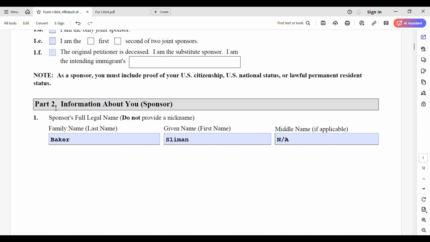Part 2, information about you, the sponsor. First question, sponsor's full legal name. Do not provide a nickname. Family name, it's Baker. Given name or first name is Liman. Middle name, if applicable, is NA, or you can leave it blank.